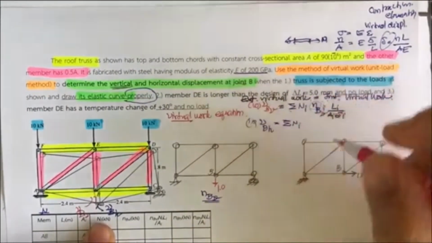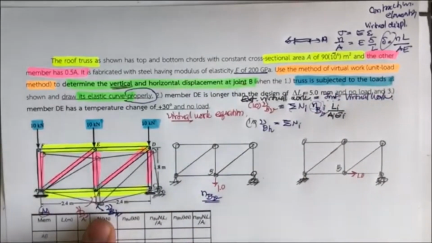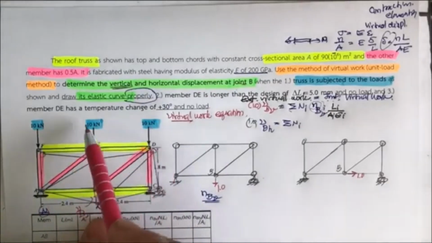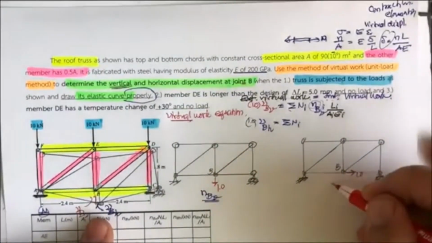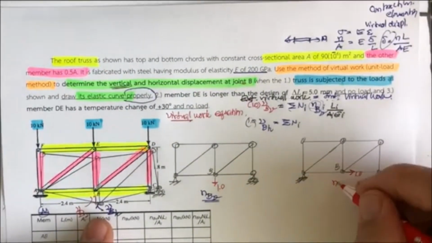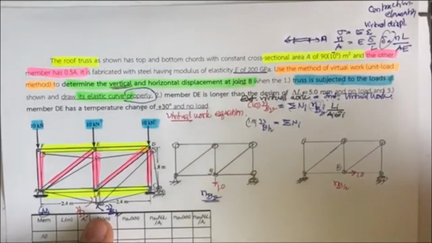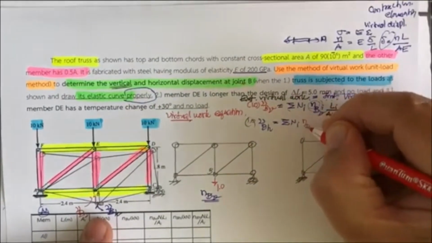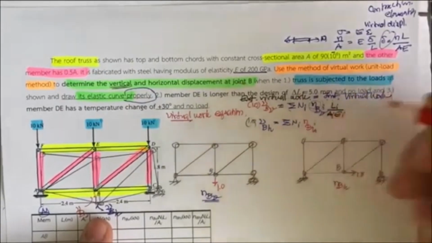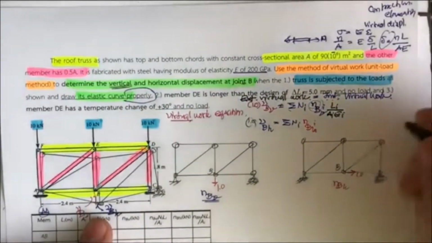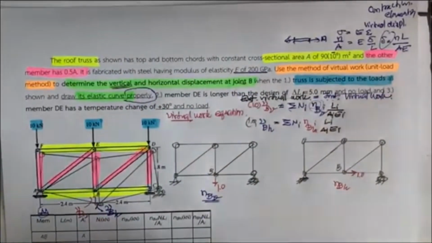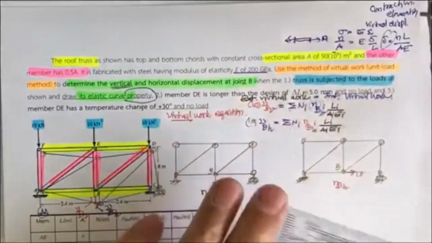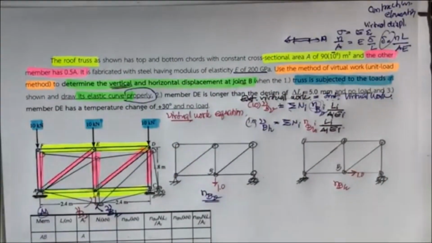the summation of N sub i, still the same N. N is always the same, it won't change because it's the internal force due to the real applied force. And this one is going to change to n sub B horizontal, since this force is horizontal. And then the last one, L sub i divided by A sub i, E sub i. That is the property of the section, so it's going to be the same no matter the applied force.